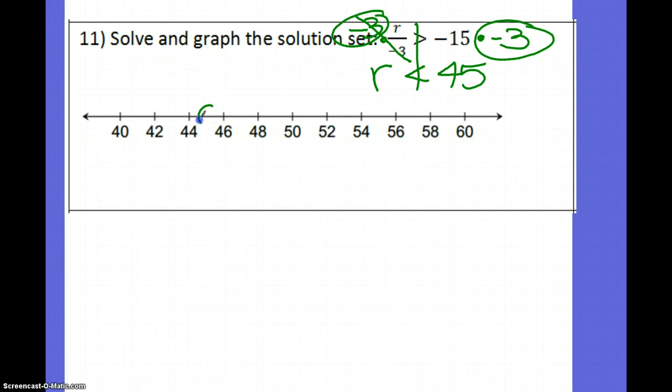So I circle 45. I leave it open this time because it does not have the equal to. So 45 is not a solution. It just holds a boundary. The R comes first, so I can follow the arrow, showing me to go to the left.